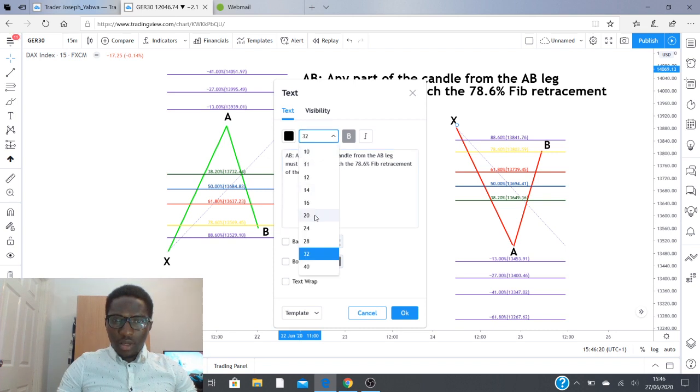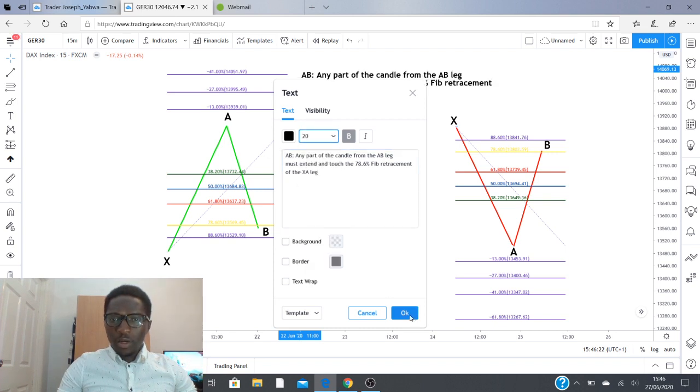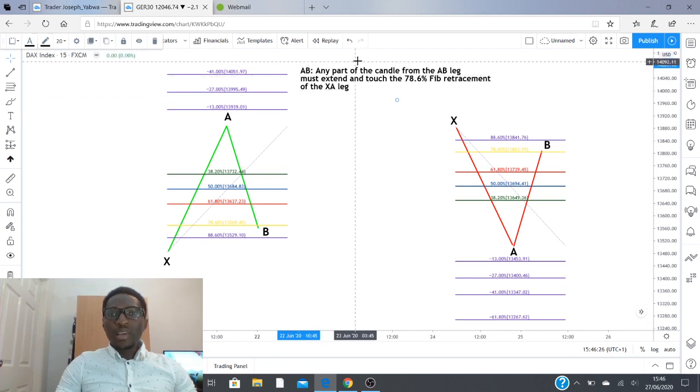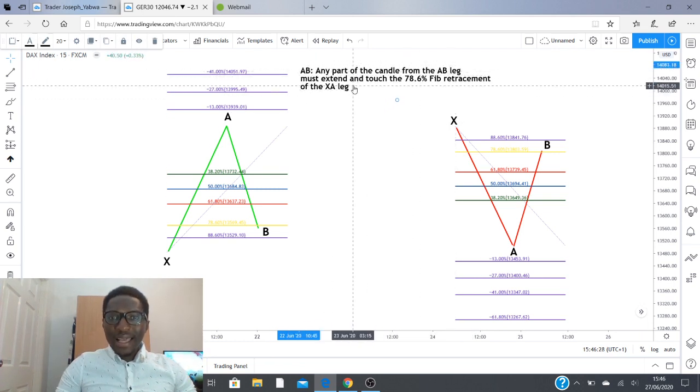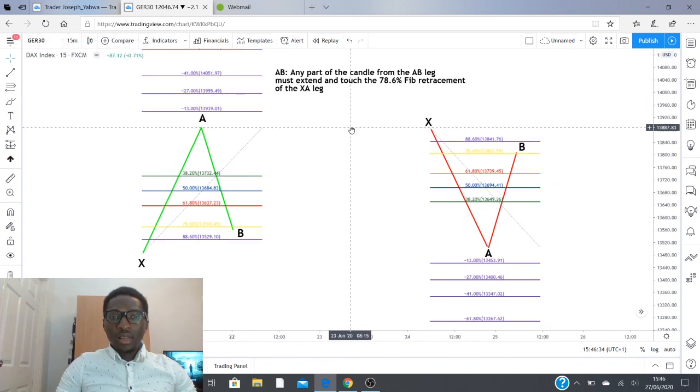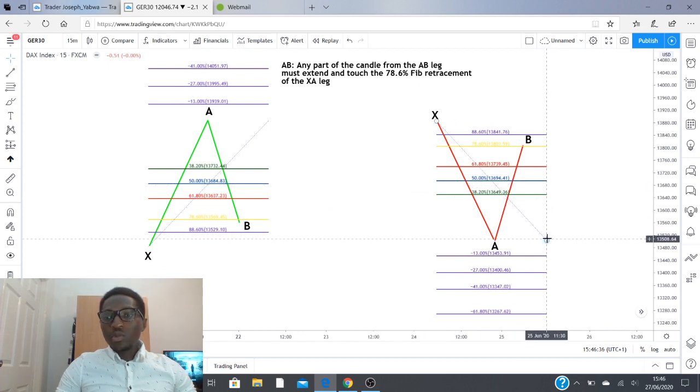Let's try and make this a little bit smaller. Yeah, that's much better. So that's the rule for our AB leg. So any part of the candle from the AB leg must extend and touch the 786 Fibonacci retracement of the X to A leg. I hope that's clear for everyone. So let's move on to the next part.